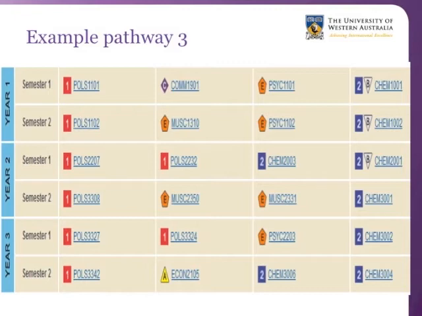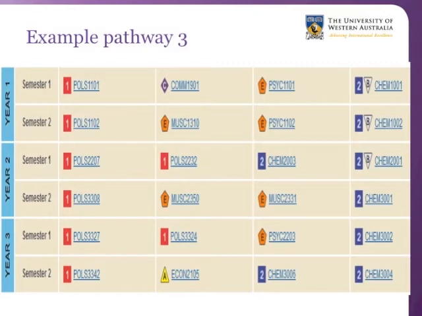In the second semester of their second year, they completed a level 3 politics unit, 2 level 2 music units, and a level 3 chemistry unit. In their final year, the first semester, they completed 2 level 3 politics units, a level 2 psychology unit, and a level 3 chemistry unit. In their final semester, they completed 1 level 3 politics unit, a level 2 economics unit, which is a category A broadening unit, and 2 level 3 chemistry units to finish their chemistry major.